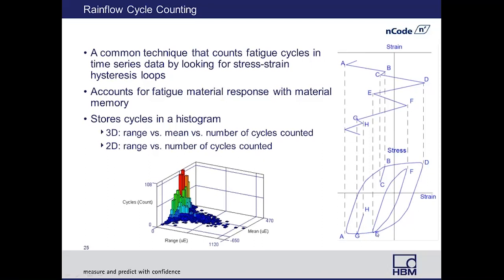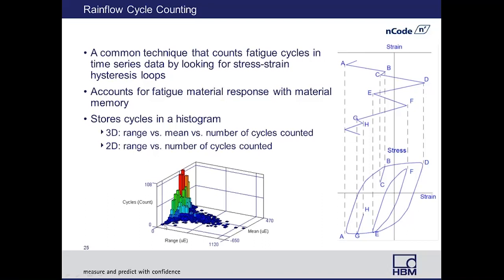So in this particular time series data, with our rainflow cycle counting, we've counted two small cycles, that's BCB, GHG, one intermediate cycle, that's EFE, and then one very large cycle, it's going to be ADA. So that's basically how rainflow works, and we can actually display this in a nice manner on a histogram display where we can show range versus mean.